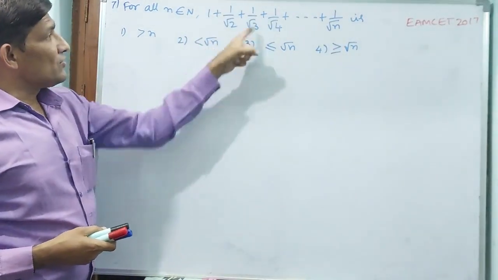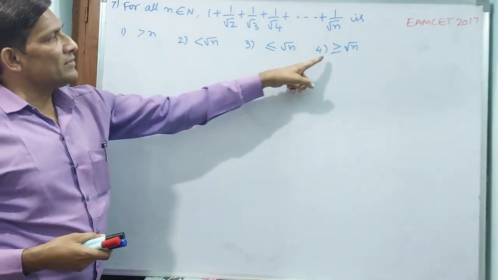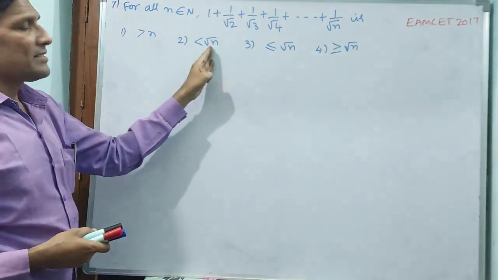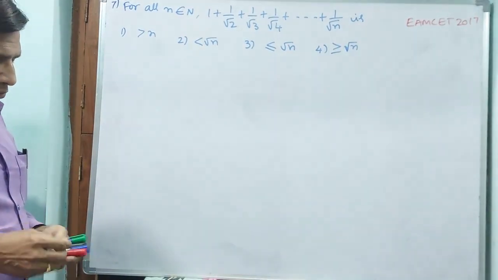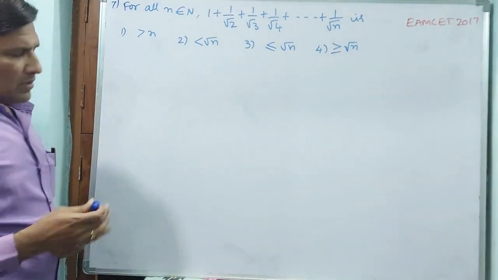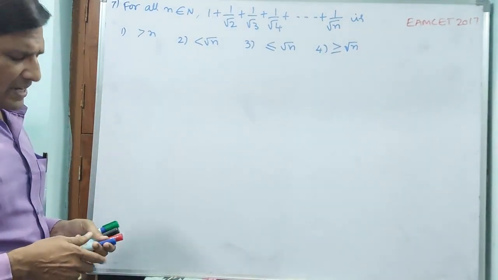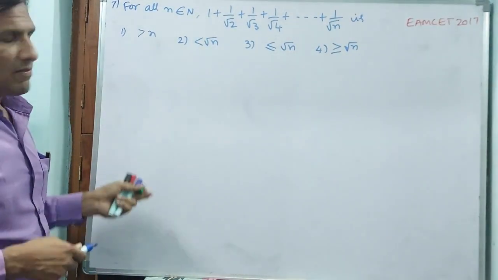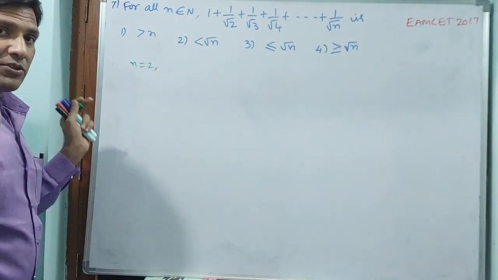Final answer. See, this series is equal to or less than root n, or equal to or greater than root n, or less than root n, or greater than n, like that they are asking. What do we do? Shall we take n as 2 and check? Just take n as 2 and check. See what I am doing. Let n equal 2.